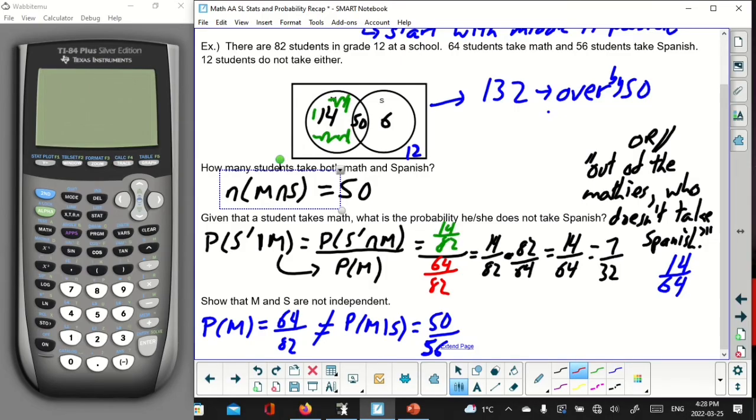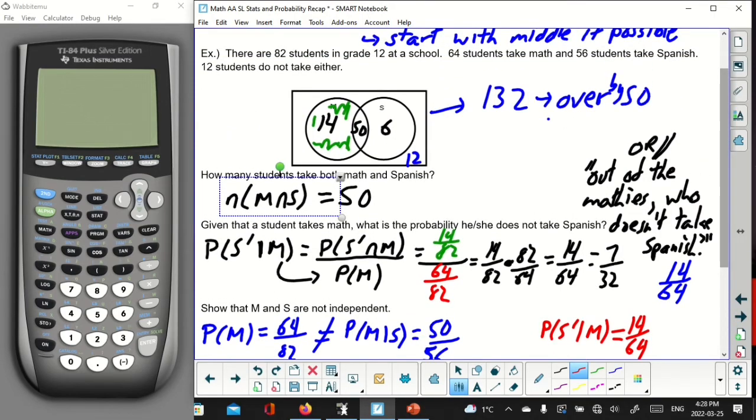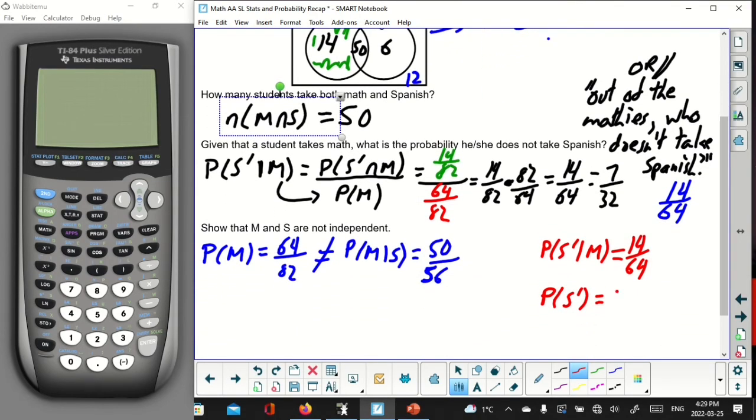An alternate way we could have done this is we already knew probability no Spanish given math is 14 out of 64. We could have compared that with the probability of just no Spanish. And we know 56 people took Spanish. So how many people didn't take Spanish? Well, 26 out of 82. And those two things are not equal to each other.